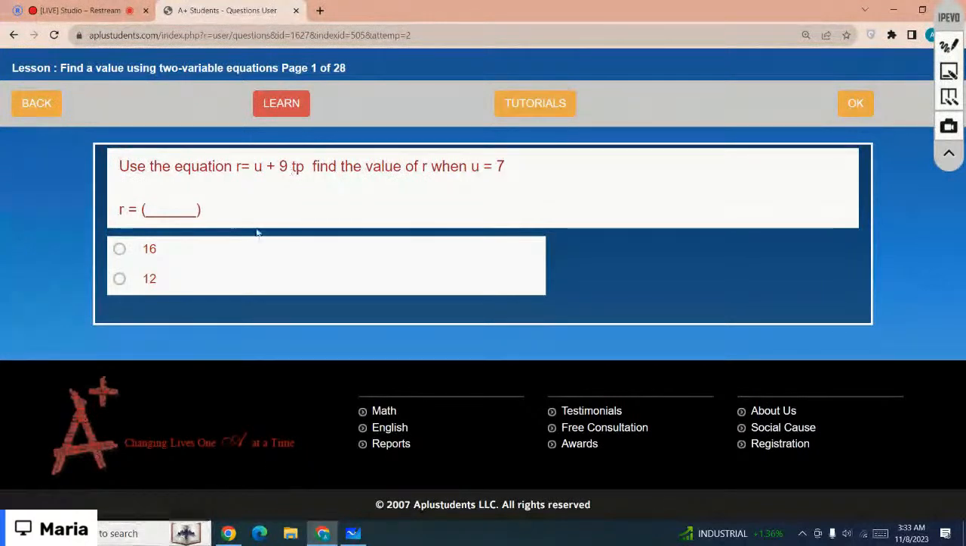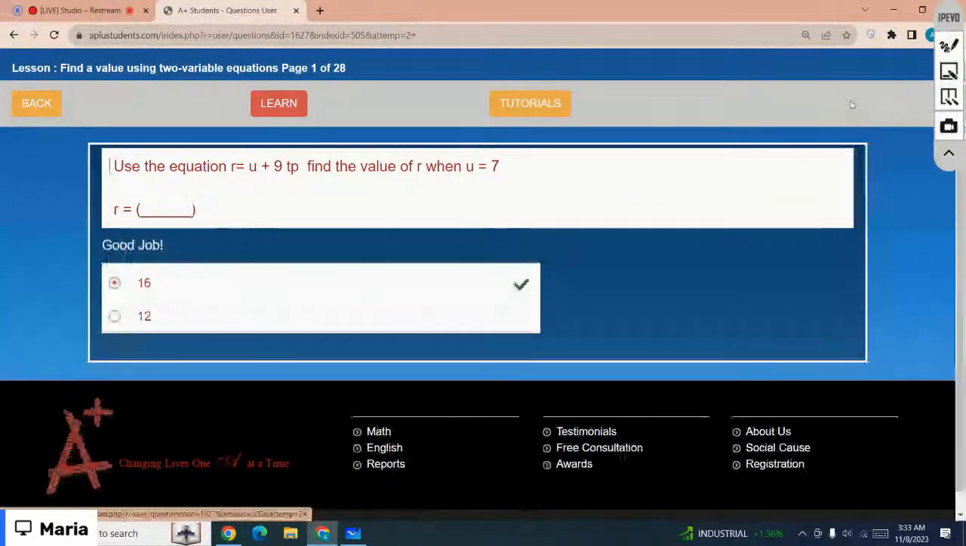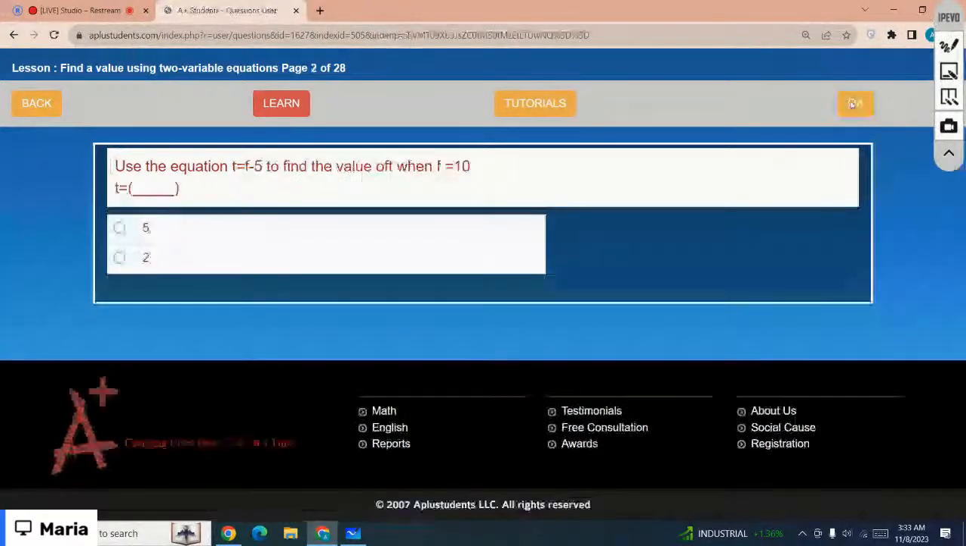I think just add simply. Isn't it too difficult that you have to think? You can evaluate rather than thinking. Use the equation t equals f minus 5 to find the value of t when f equals 10. So replace the variable f with 10. So which is the correct option?